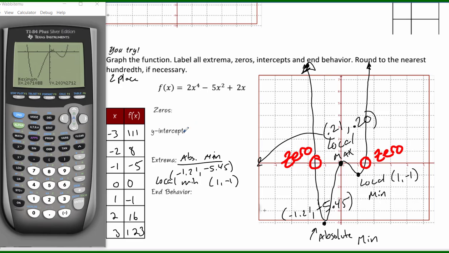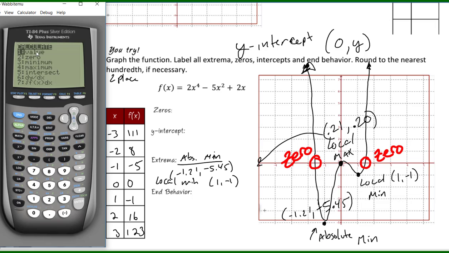Y-intercept. Let's look at this graph here and try to identify the y-intercept from the graph. If I look, it kind of looks like it goes through 0, 0, but I'm not quite sure. So what do I know about a y-intercept? What's the x coordinate? In a y-intercept, the x coordinate is always 0, and the y coordinate is just whatever that number is. So x is 0. Well, okay, that's interesting. I can go to the calc, and I can find a value.